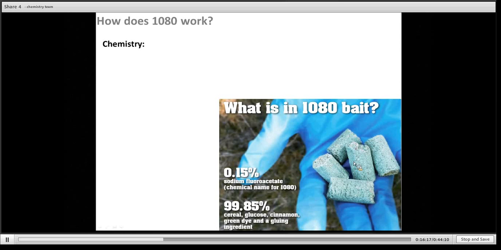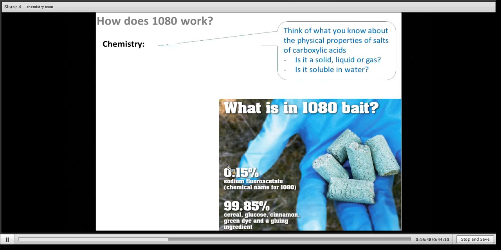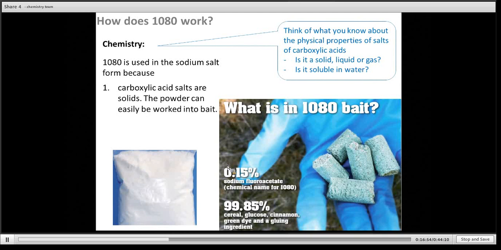It's basically cereal, it's got cinnamon added to it, it's got sugar in it, or the glucose, and then it's a green dye, and we'll explain later on in this lesson why it's a green dye. And then it's got the poison, and they found that the best concentration is 0.15%. So 1.5 grams for every 1.5 kilograms of bait.